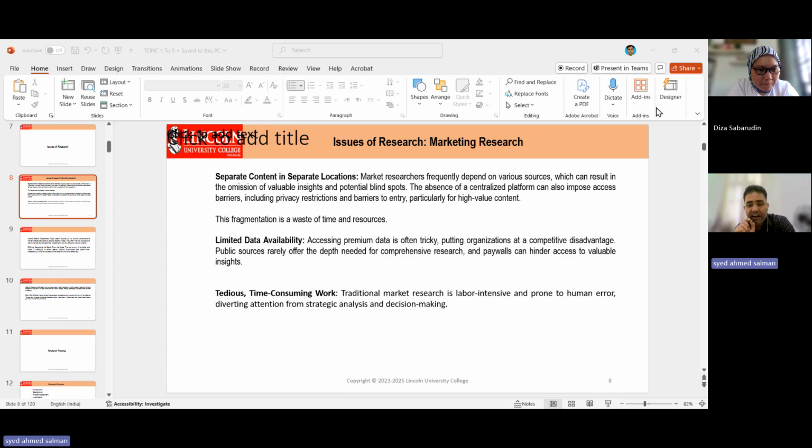Now the third research issue: tedious, time consuming work. When you are doing marketing research, the research is very tedious and time consuming. Traditional market research is labor intensive and prone to human error, diverting attention from strategic analysis and decision making. Whenever you have a time consuming and tedious job, are you going to do it? You will say that you do not want to do market research because it is tedious and time consuming.